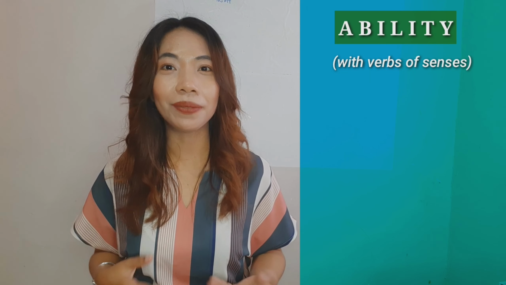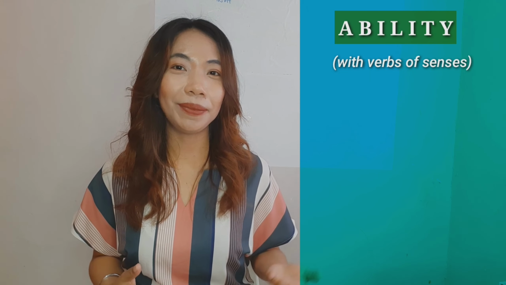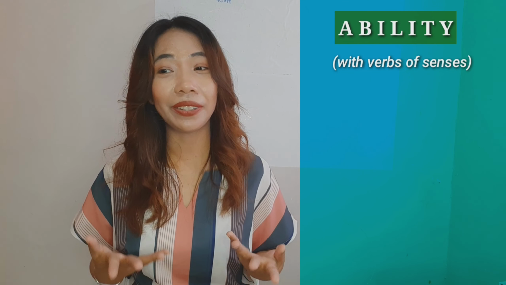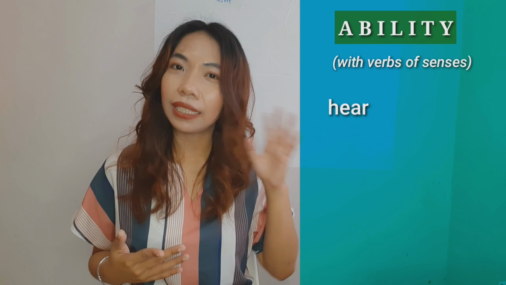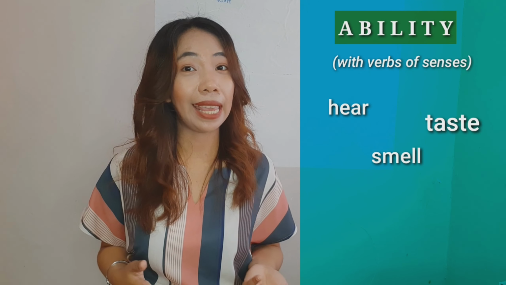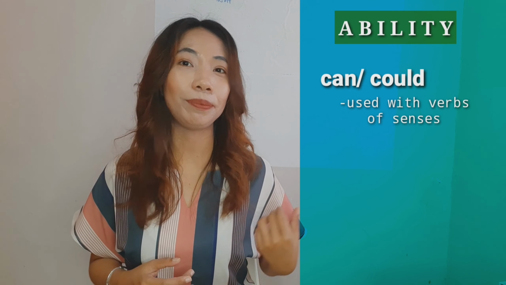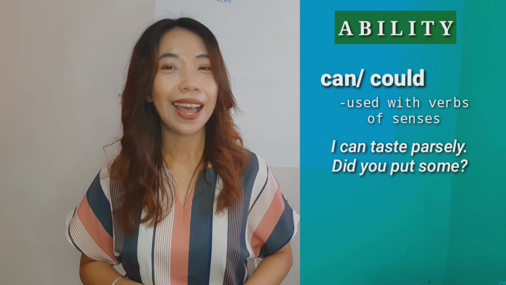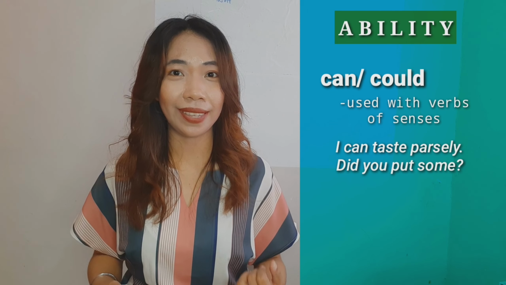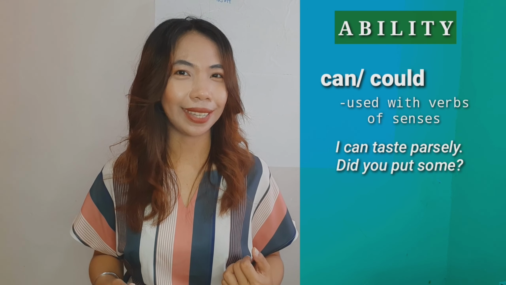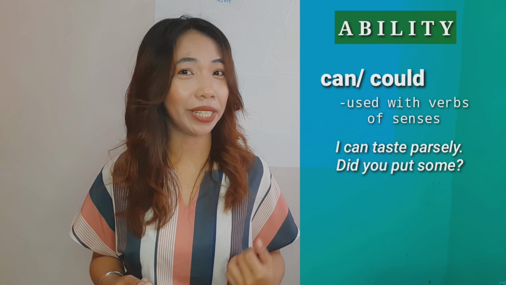Now let's talk about the use of these modal verbs with verbs of senses. Verbs of senses are verbs that are related to your senses, such as hear, smell, taste, feel. When we're expressing ability and the main verb is one of the verbs of senses, we use can or could and not be able to. Let's have examples. I can taste parsley in this. Did you put some?